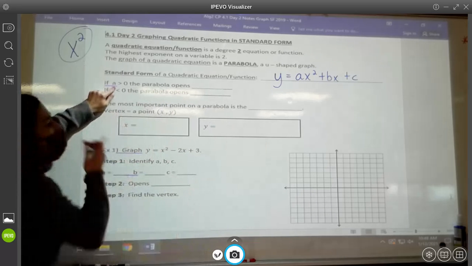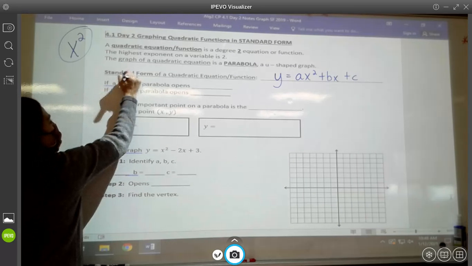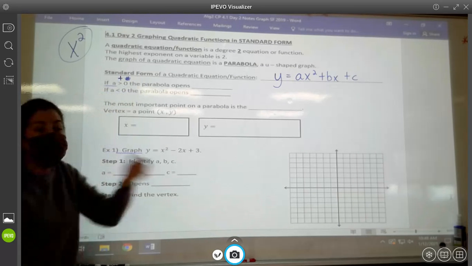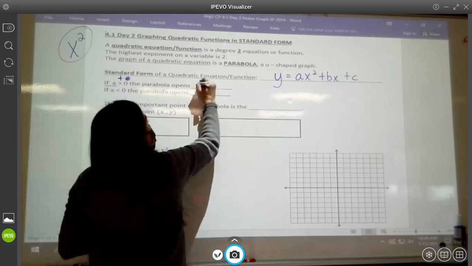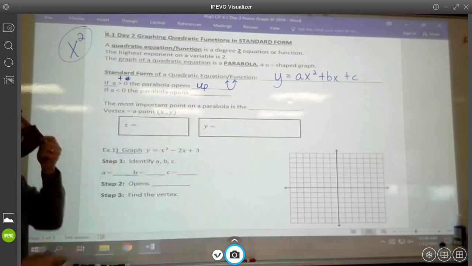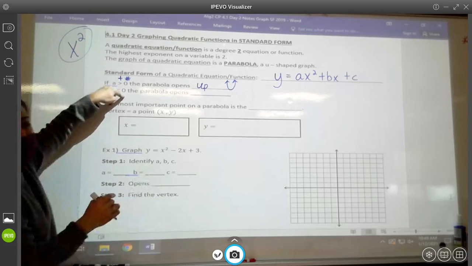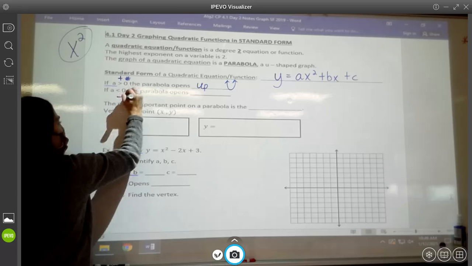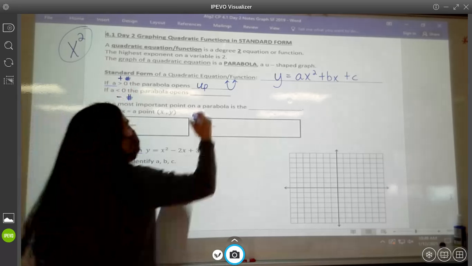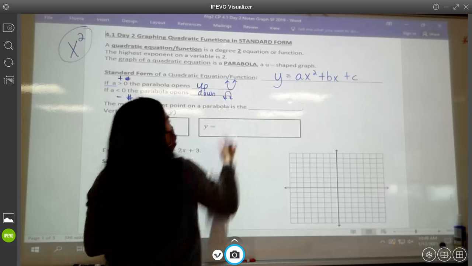All right, we saw yesterday that a parabola can either open up or it can open down. If the a, the number in front of x squared, is greater than 0, which means it's a positive number, then we know the parabola is going to open up. And it's going to look something like that. If a, the number in front of x squared, is less than 0, which means it's a negative number, then we know the parabola is going to open down. And it's going to look something like that.